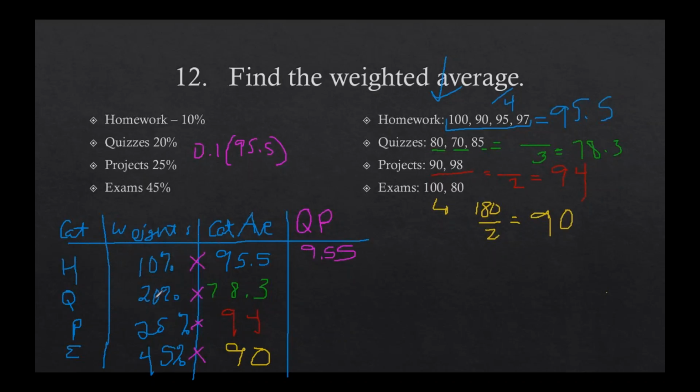So as I work my way down, 20% times 78.3, I rounded a little bit differently on my page. We end up with 15.66. 25% times 94 is 23.5. And 45% times 90 is 40.5. So your quality points are going to kind of lead you to your final grade.